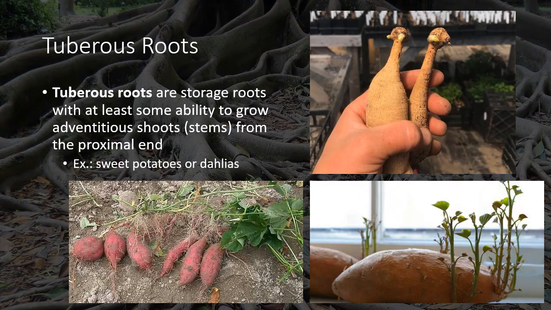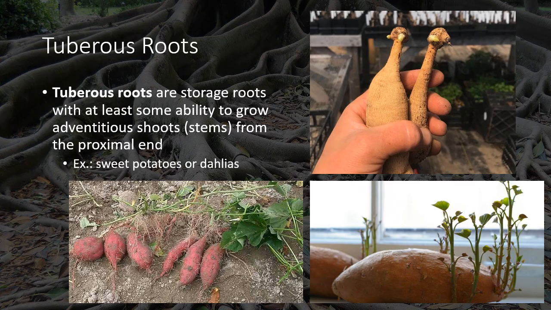Tuberous roots. These are storage roots with at least some ability to grow adventitious shoots or stems from the proximal end. Remember, adventitious means that we've got a tissue growing from a dissimilar tissue type. So like if we look at a sweet potato vine, as it grows along the soil surface, anywhere the stem touches the soil, it can root in, and from those roots grow a sweet potato.